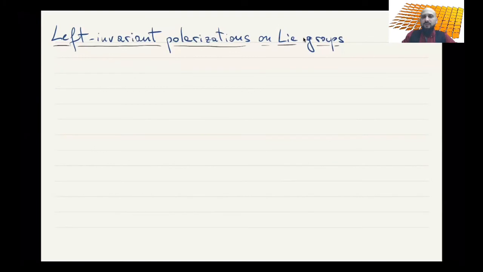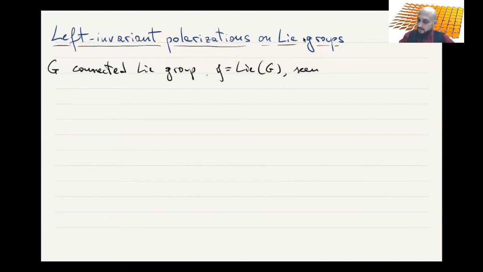Let's consider left invariant polarizations on Lie groups. So we fix G, a connected Lie group, and 𝔤 is going to be its Lie algebra. And for the moment, let's see it setwise as the tangent space at the identity of the group.